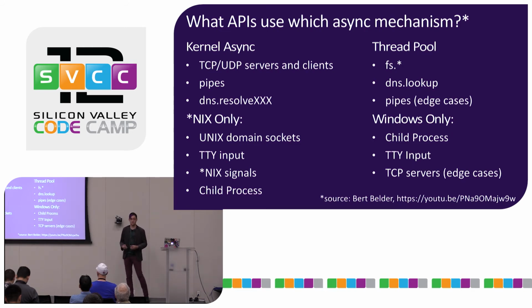On Windows, though, it's actually a different story. It's kind of the opposite case. Child process, if you want to shell out to another application, that's a blocking call. So that actually has to be run in a background thread. Same thing with TTY input. Reading from the console and things like that is a synchronous call in Windows, so we have to run that in a thread. And finally, there's a couple of edge cases around TCP servers on Windows that have to be handled by the thread pool.